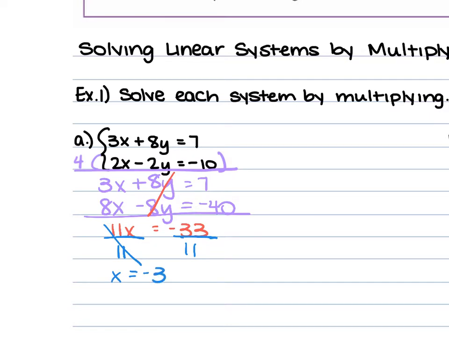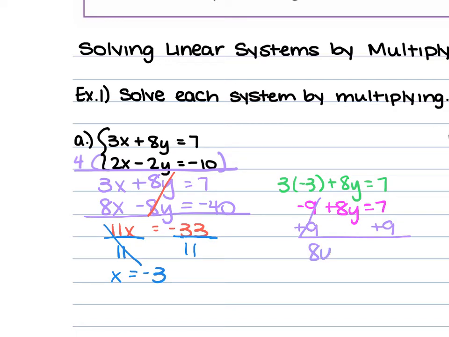From here, we're going to plug that negative 3 in to get what y is. So use one of the original equations, either the 3x plus 8y is equal to 7, or the 2x minus 2y is equal to negative 10. I'm just going to plug it into our first equation, so it's going to be 3 times negative 3 plus 8y is equal to 7. The 3 times negative 3 is negative 9. Plus 8y is equal to 7. We're going to move the 9 over by adding it to both sides.